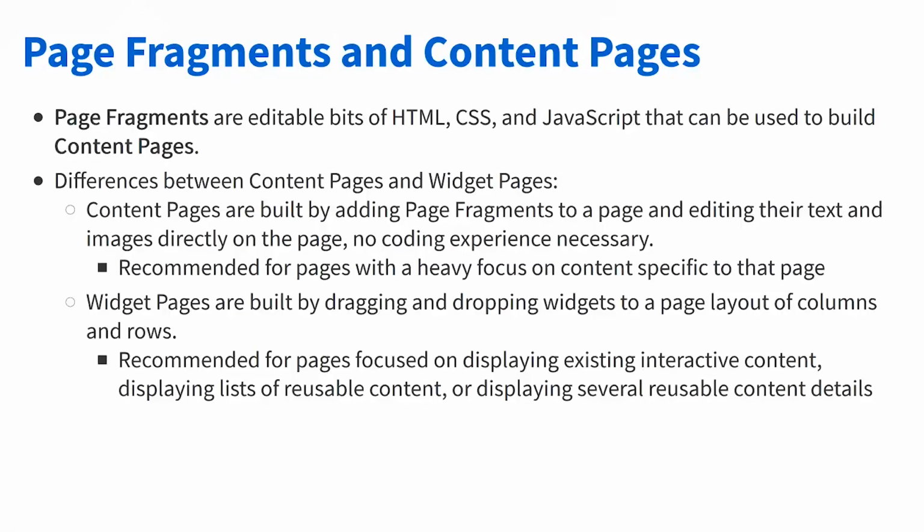In Liferay DXP 7.2, we have a few different options for building out our site pages. The first is by using page fragments. These are editable bits of HTML, CSS, and JavaScript that can be used to build out content pages. And the nice thing about this is when you're editing them, you can just click in and make the changes. You don't have to do any heavy coding.